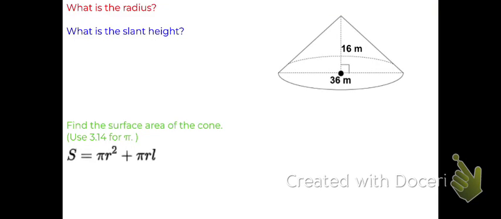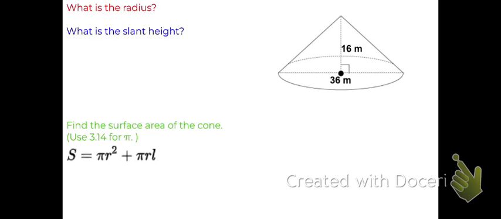Over on the right, we see an image of a cone. And here we're walking through the steps to find the surface area of the cone. The formula for surface area is on the bottom left, where you see we need to substitute in the radius for r and the slant height for L.